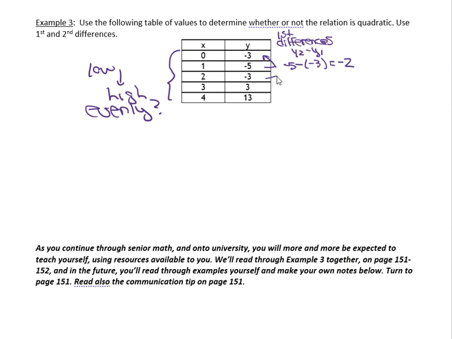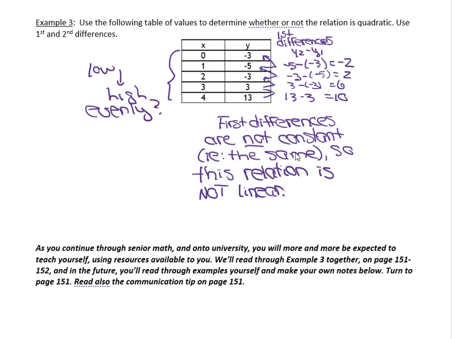So we keep doing that. We take a y value, -3, and we subtract the one above it, -5. So this is -3 plus 5. That's a 2. Next pair is 3 minus -3. Well, that's 3 plus 3, 6. And 13 subtract 3 is 10. So this tells me my first differences are not constant, so this is not linear.